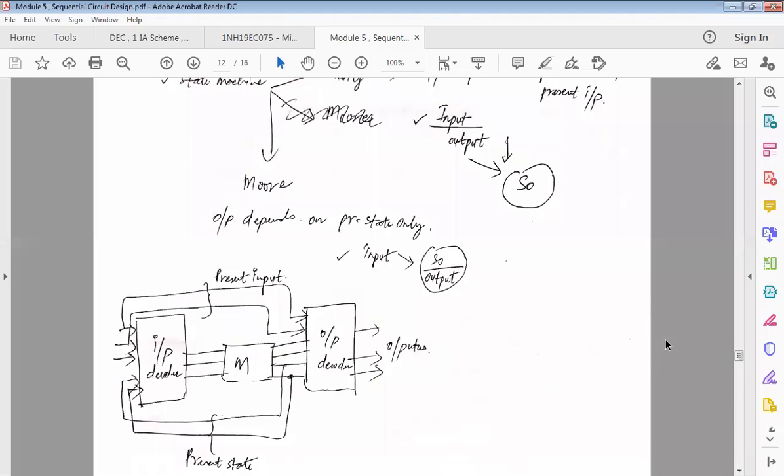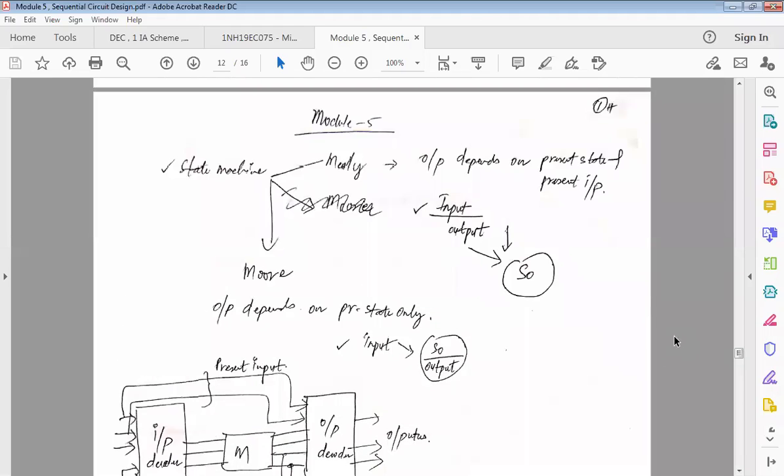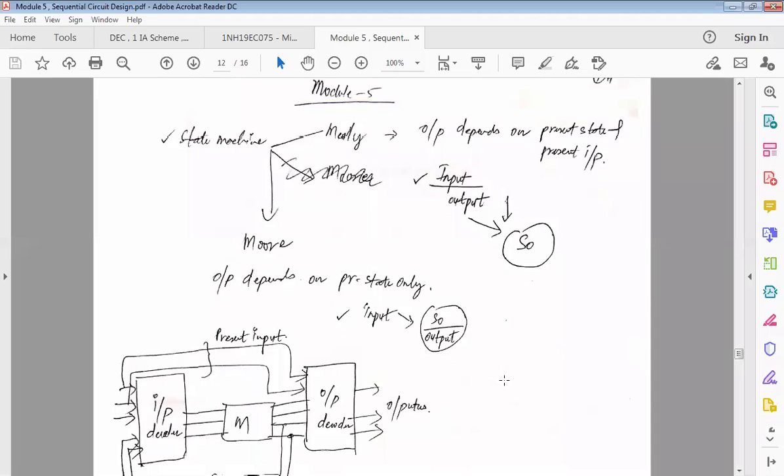So when we look at this screen, when we look at the diagram, we get the information that if it's going to be a Mealy representation, then the output depends on the present state and present input. Now you should know what your present input is and what is meant by present state. And how do we represent it? We represent it as input by output, and the state is going to be S0.